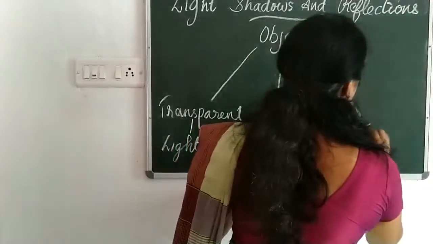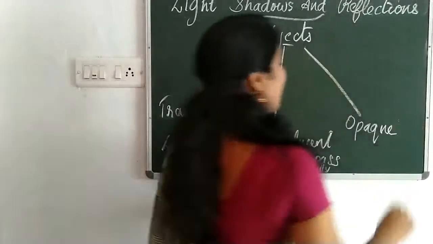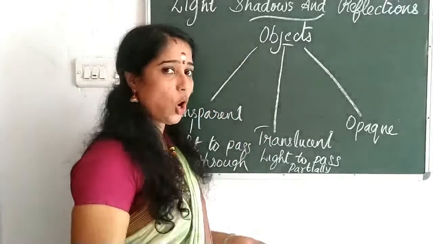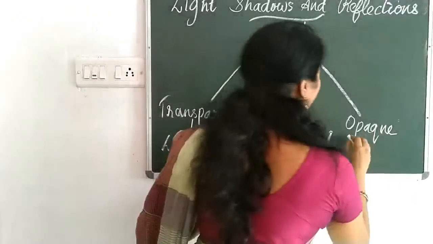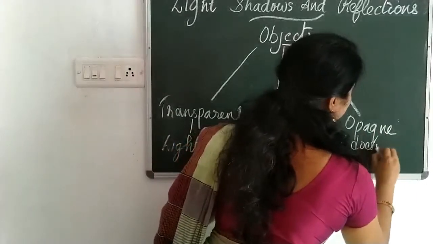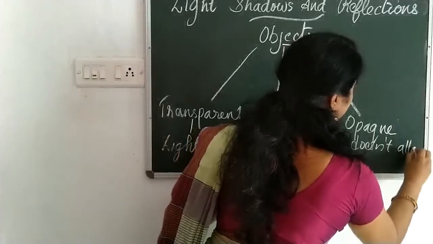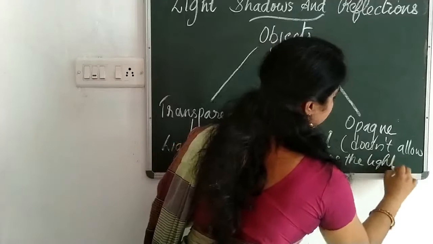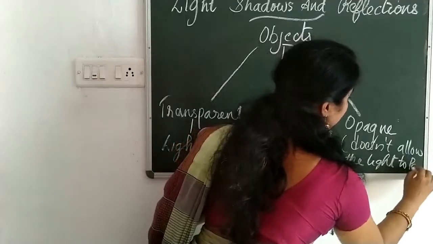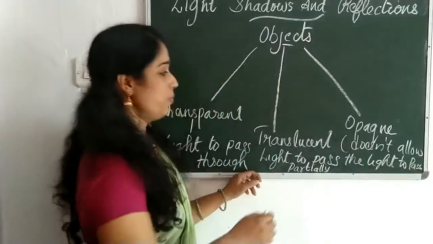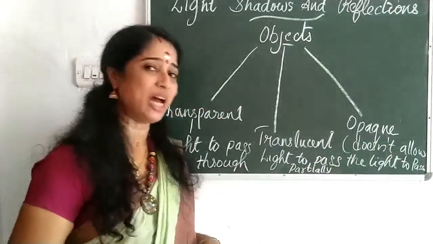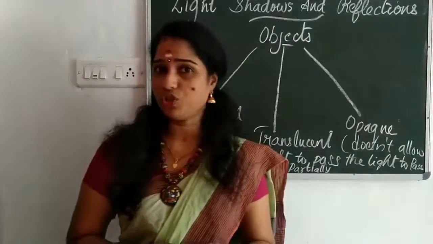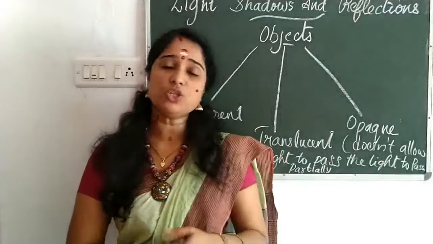The objects that don't allow light to pass through them are known as what? Opaque objects. They don't allow the light to pass. Such objects are known as opaque objects.